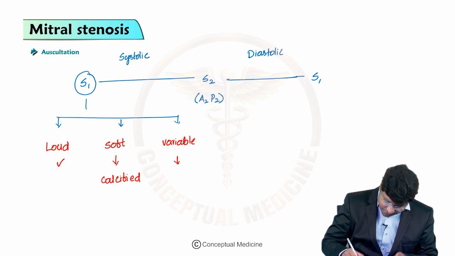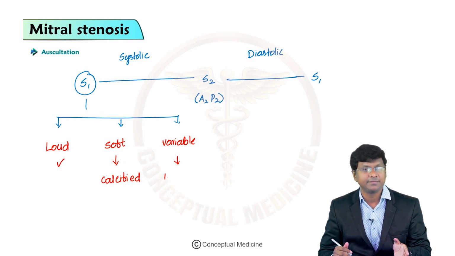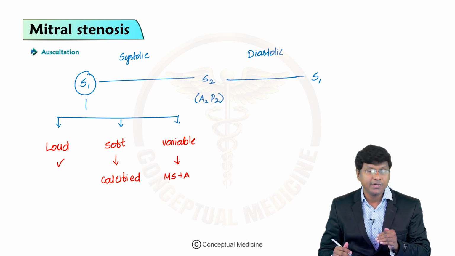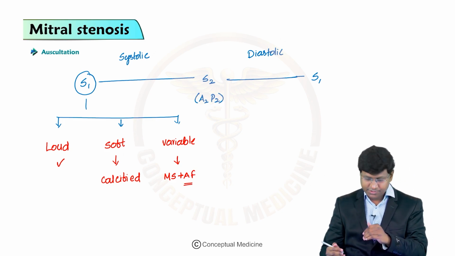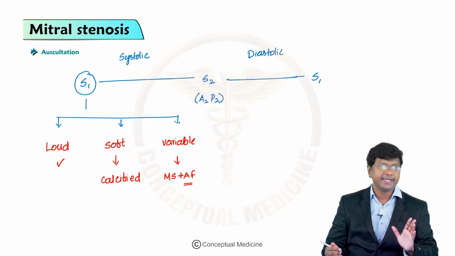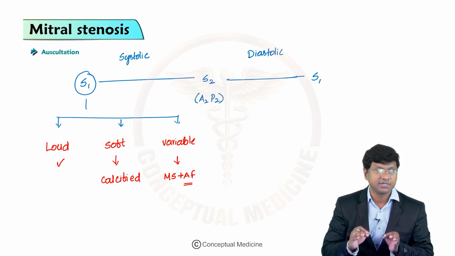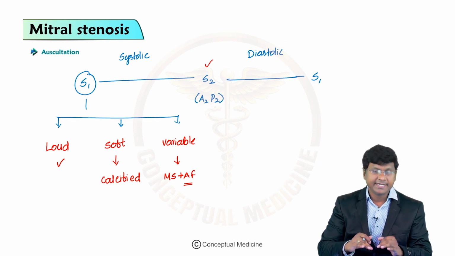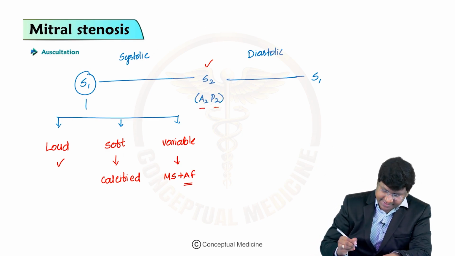Then what is the scenario where you will have a variable S1? In patients with mitral stenosis, the first heart sound may also be variable. You will have a variable S1 if mitral stenosis is associated with atrial fibrillation. So these are all the various types of first heart sound that you will hear depending upon the scenario of mitral stenosis. Then you take the second heart sound.